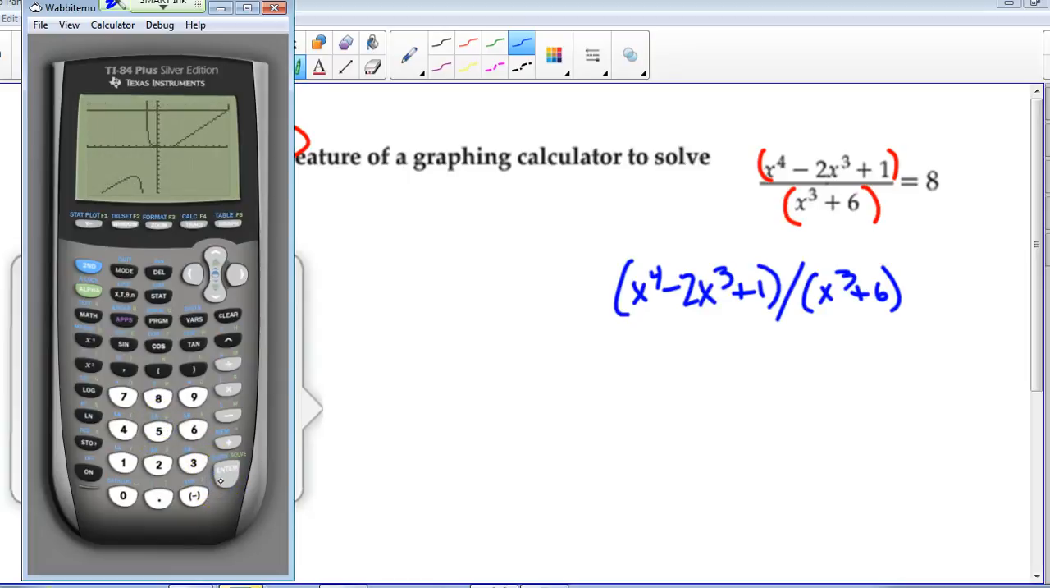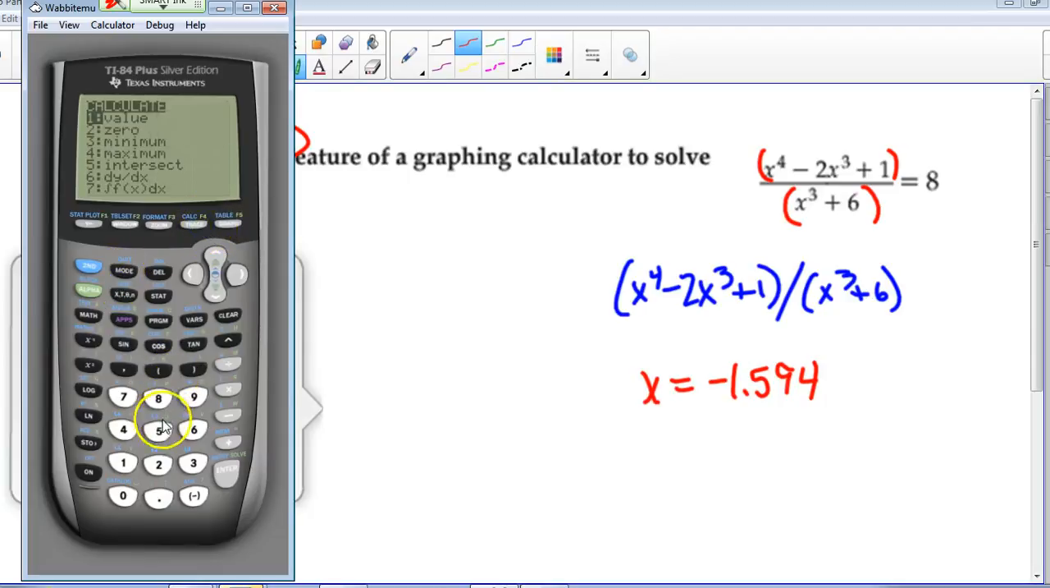One of them was nice? X equals negative 1.594, something like that. And if you round it, I'm not going to get all bent out of shape. I don't know that it said in the directions in the book. You'll have to read when you get there.